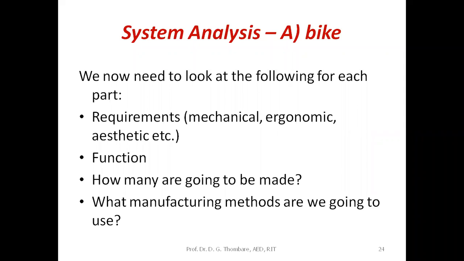Now let us see what exactly the requirements of the bicycle are. A bicycle has certain mechanical requirements, meaning it should be able to take one or two persons, depending upon the bicycle design. It should have the capacity to run at maybe 20 kilometers per hour or 40 kilometers per hour. It should have enough strength for bad roads, dirt, and dust. You should use wheels in such a fashion that they maintain grip on the road. So these are mechanical requirements.